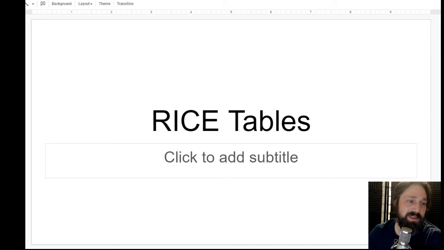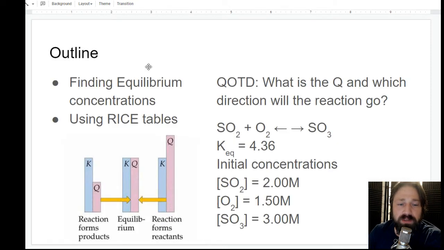So let's do this. We talked before about K's and Q's. K being your equilibrium constant, and Q being your reaction quotient. The K is the products over the reactants, concentrations raised to the power of their coefficients during equilibrium. And Q is that same thing, products over reactants, the concentrations raised to their coefficients at any other time.